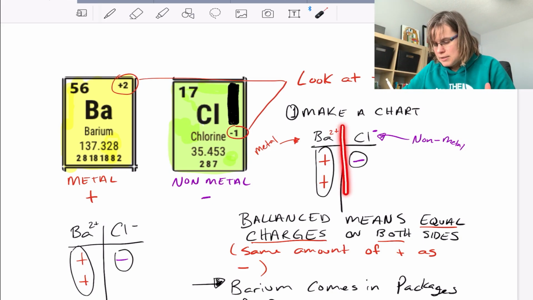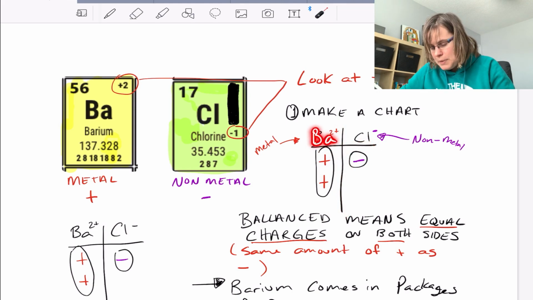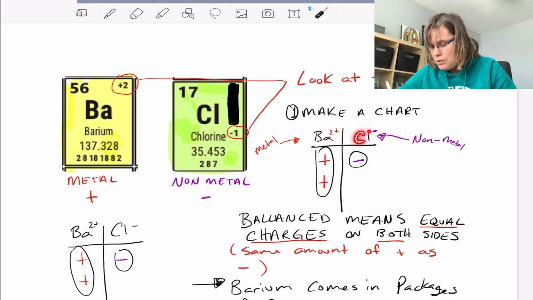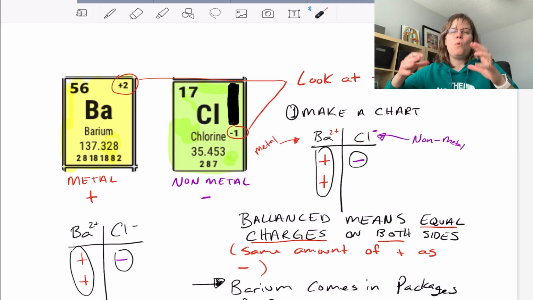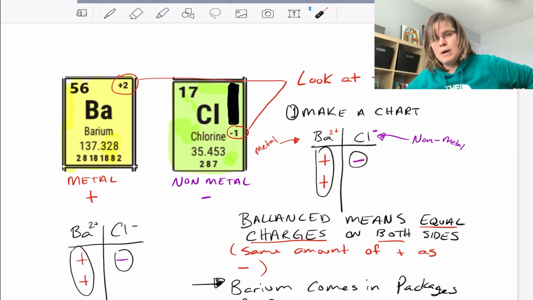And so if I had a piece of paper in front of me right now, I would make my little chart just like this. In the top corner, you're going to write barium, Ba, and you're going to write what the charge is, 2+. I found that from the top of the periodic table. Chlorine has 1-, so I'm going to write that there. And then I'm going to put the charges in my chart. If you notice in the chart that I'm looking at right now, barium has 2+ and chlorine has 1-.